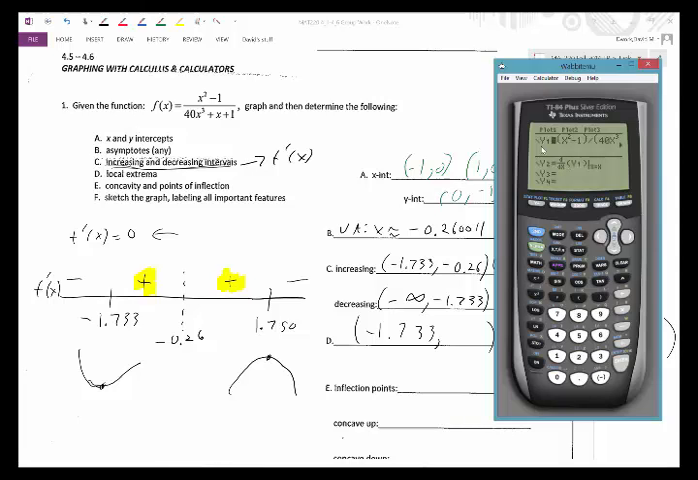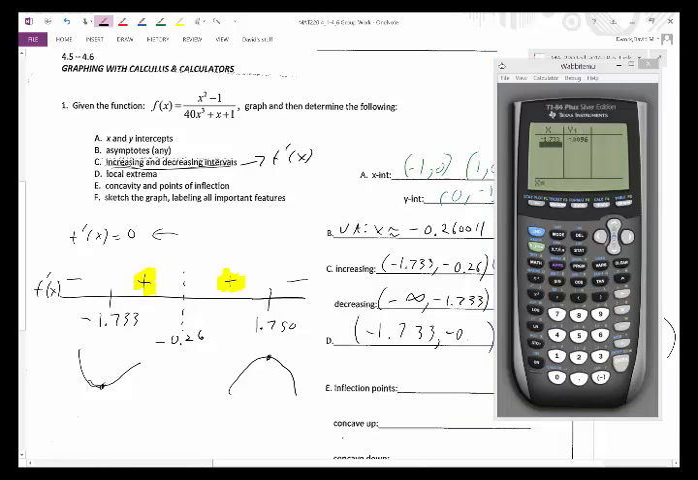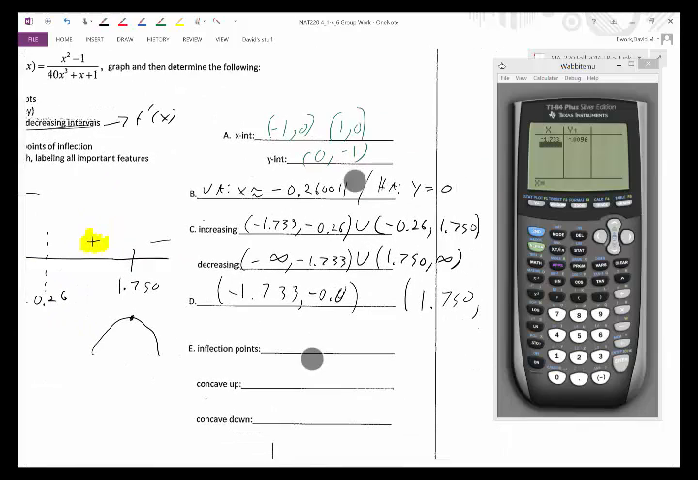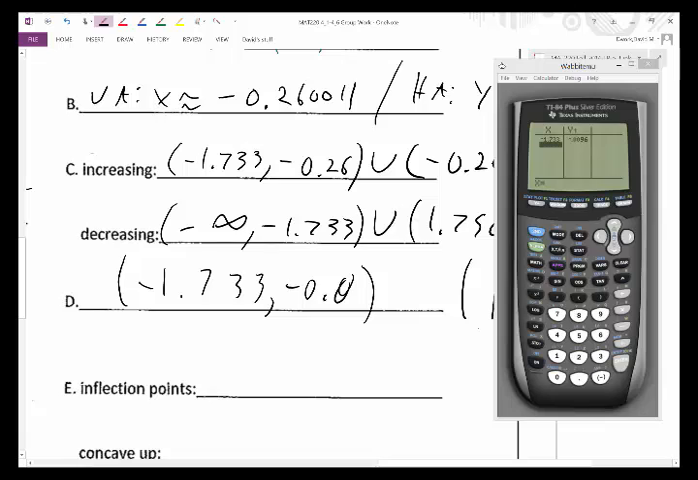So we're going to go ahead and turn our graph back on for our y1, so that way when I go to my table, now I'm going to type in negative 1.733, and out comes my y value. And then similarly now I can fill in my y value. I need more space. Here we go.